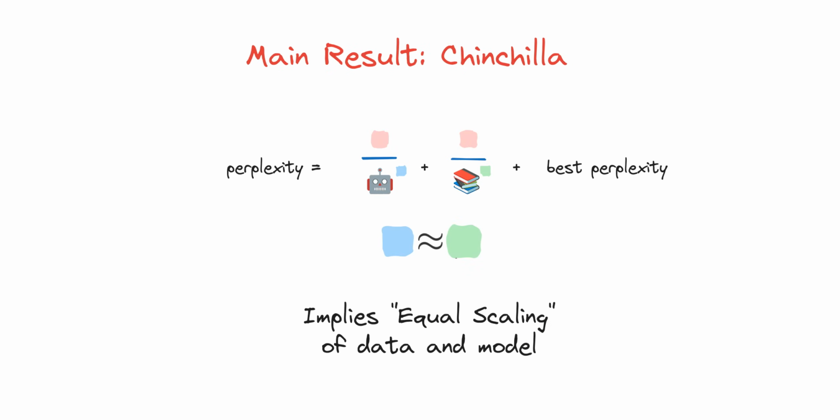This formula and its fit are explored in a paper known as Chinchilla. The main result of Chinchilla is that the exponents for the model and the data, the blue and the green box, are roughly the same. This implies that the best perplexity can be achieved with an equal scaling formula. That is, if we scale the data and the model in roughly equal proportions, we'll be able to get the best perplexity for the least amount of compute.